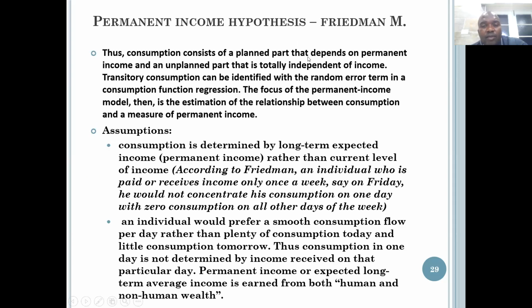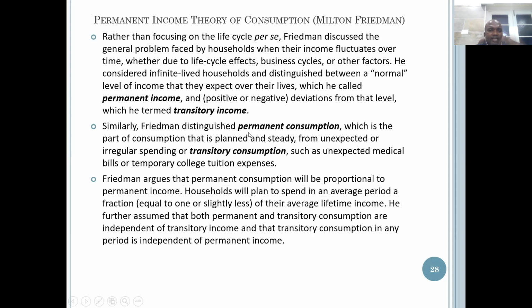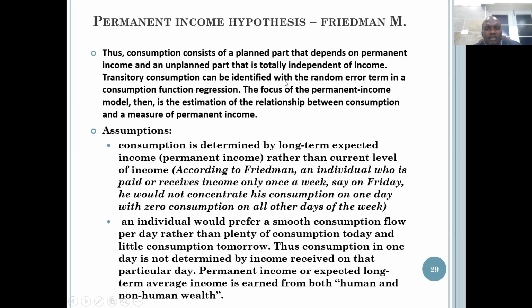Thus, consumption consists of a planned part that depends on permanent consumption and an unplanned part that is totally independent of income. So the planned part, which is permanent consumption, is related to permanent income, whilst the totally unplanned part is totally independent of income. Transitory consumption can be identified with the random error term in the consumption function regression or ordinary least squares model. The focus of the permanent income model then is the estimation of the relationship between consumption and the measure of permanent income, whatever is being used to proxy permanent income.